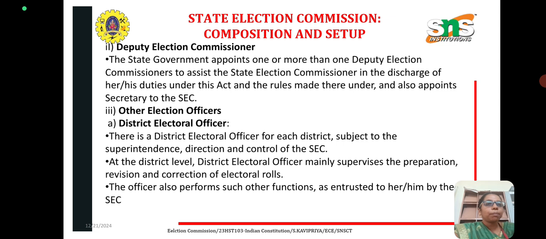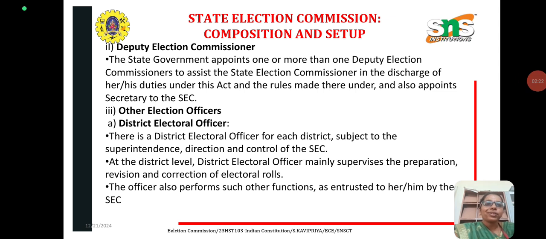And next is the deputy election commissioner. The state government appoints one or more than one deputy election commissioner to assist the state election commissioner in the discharge of his or her duties under the act and rules made thereunder, and also appoints a secretary to the state election commissioner.